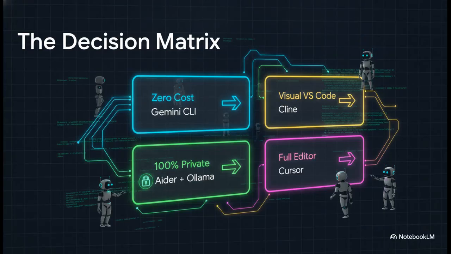So the crucial point is matching the right tool to your specific dev profile. If you want zero cost with absolutely zero local setup, go grab the Gemini CLI. If you demand visual, approval-gated workflows inside VS Code, install Cline. If you need 100% offline privacy, it's gotta be Aider or Cline paired with Ollama. And if you're looking to replace your editor entirely with a full AI-native IDE, Cursor's freemium tier is a really excellent, albeit slightly more rigid, starting point.